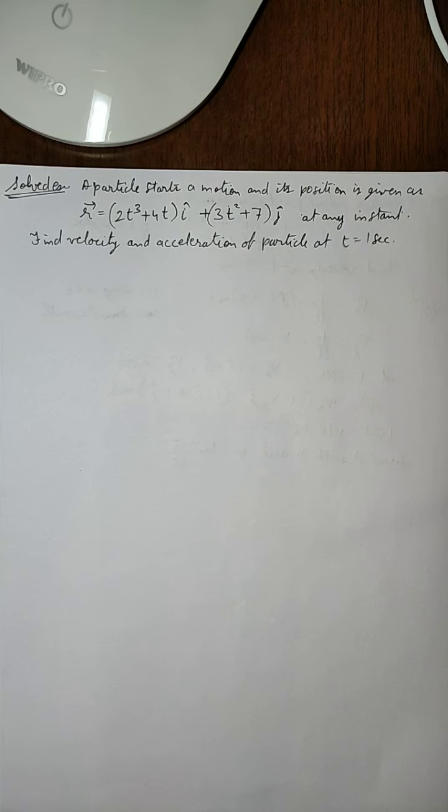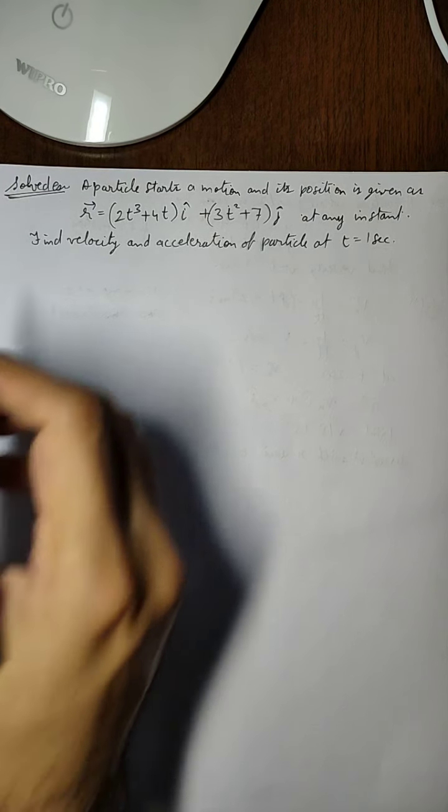Let us do one solved example. We have a particle which starts a motion and its position is given as vector r equals (2t^3 + 4t) i cap + (3t^2 + 7) j cap at any instant. So we are given this position vector which has i component and j component, or x and y components simultaneously. That means this is a 2D motion, a particle moving in a plane, and we have to find velocity and acceleration of the particle at t equals 1 second.